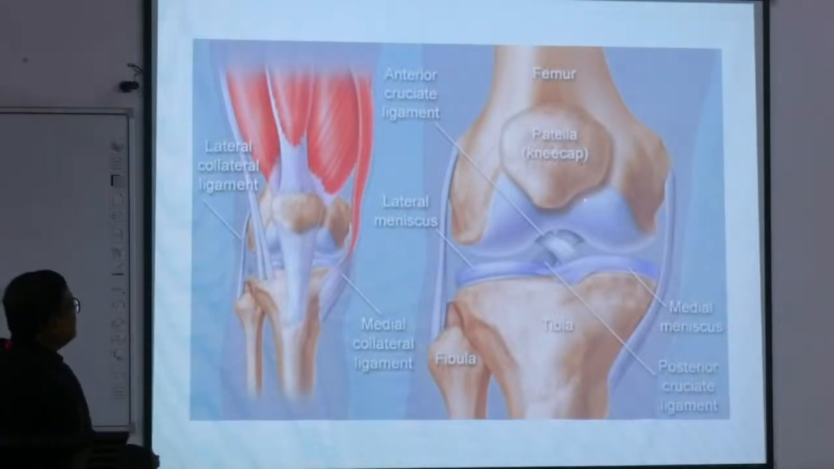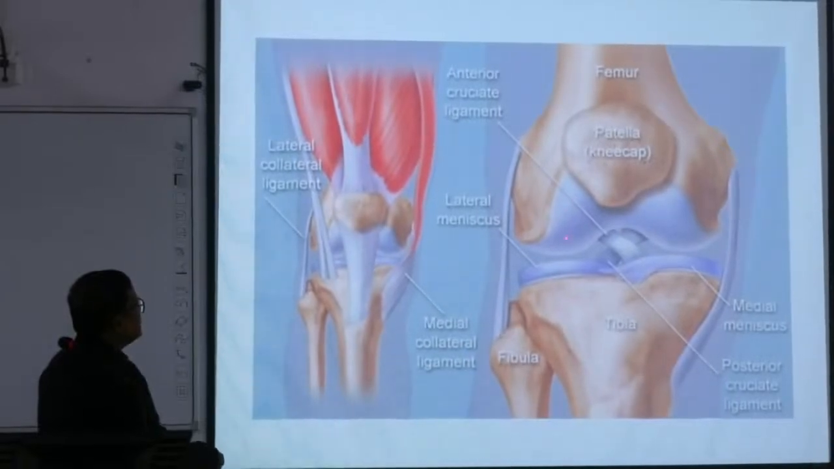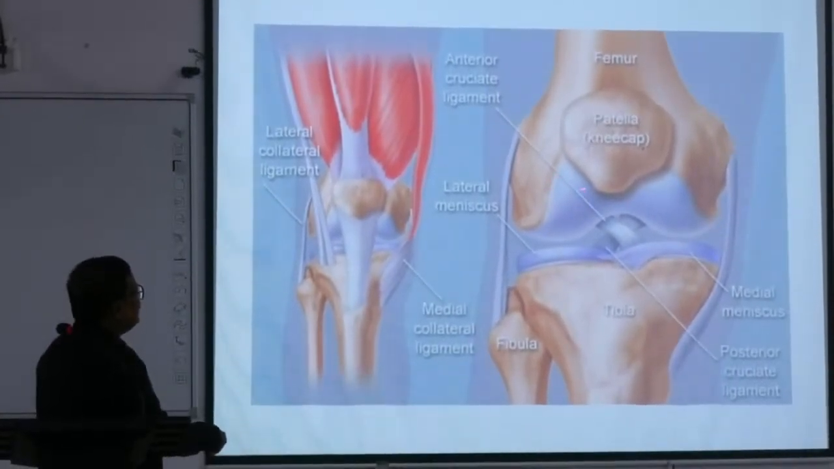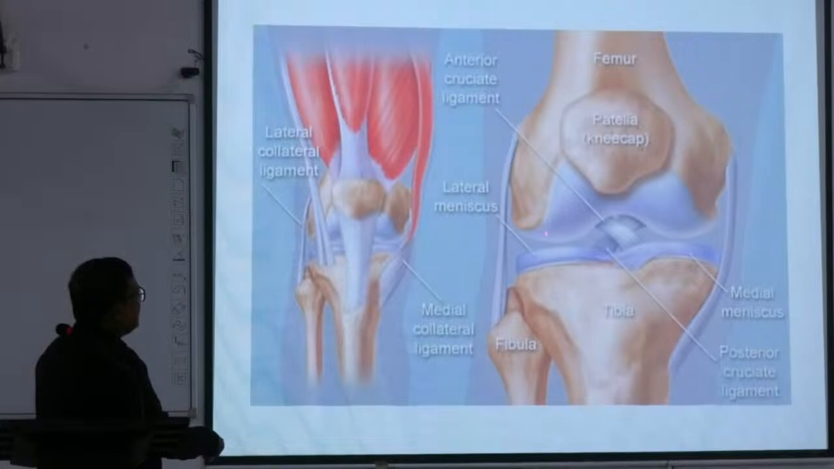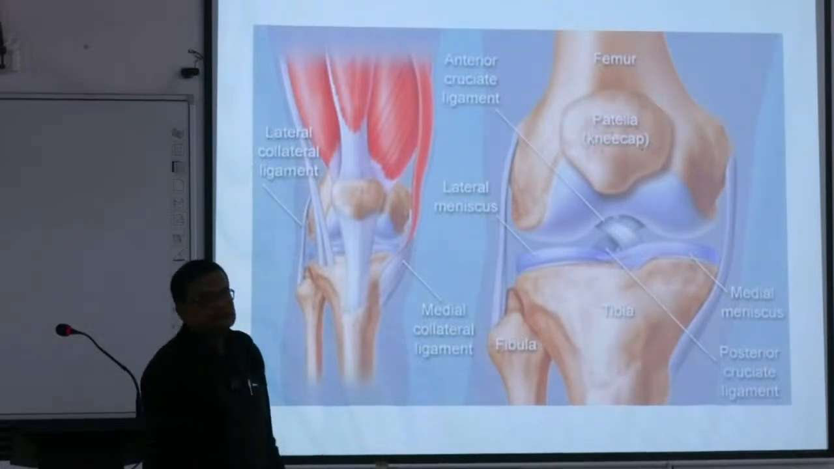This articulating area is covered by hyaline type of articular cartilage. Can you see? The bones are covered by hyaline articular cartilage. And this is the meniscus, lateral meniscus and medial meniscus. So what are the articulating surfaces? Condyles of the tibia, condyles of the femur, and the patella.